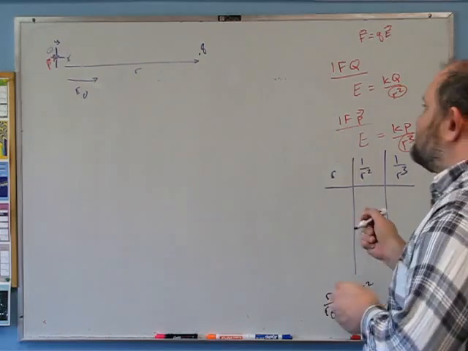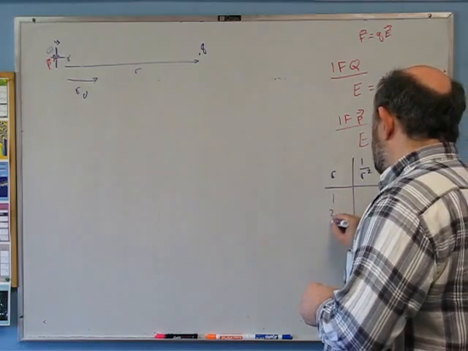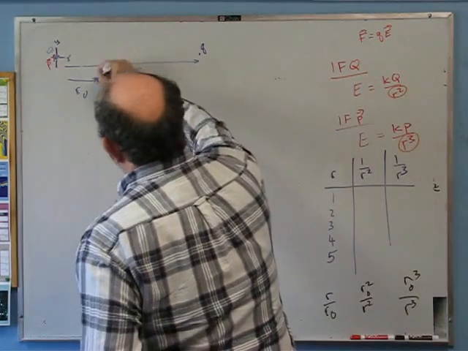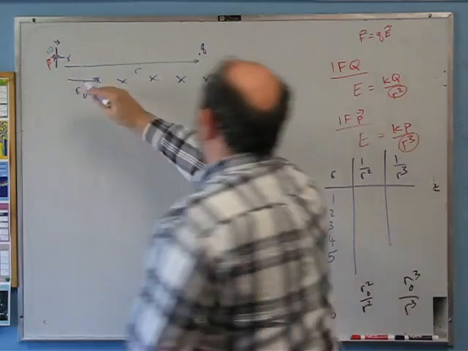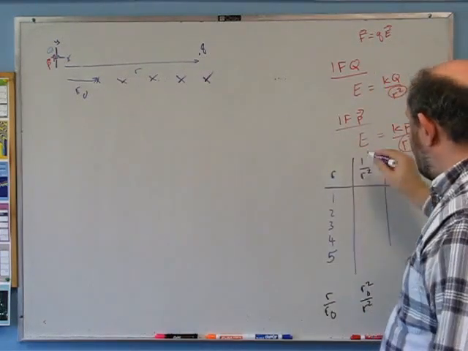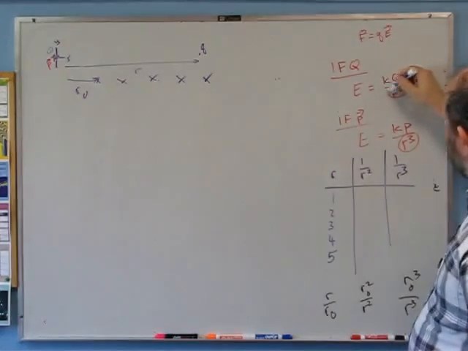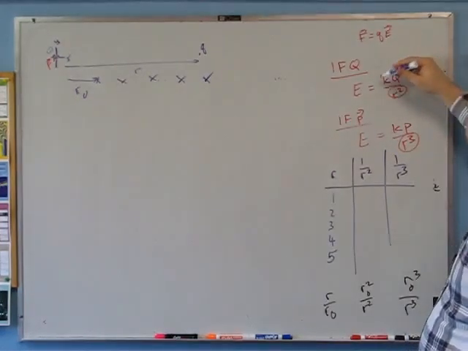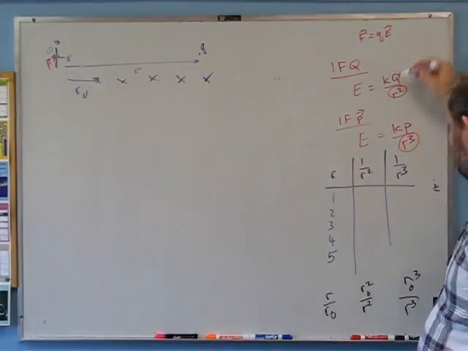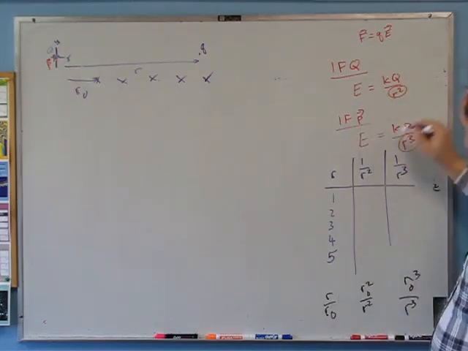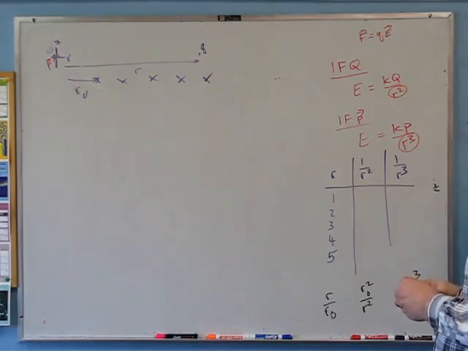And so then let's just pick a few different r's, like 1, 2, 3, 4, 5. So it's like at this point, this point, this point, this point, and this point. At those 5 points, I'm going to calculate 1 over r squared, and then I know that the electric field from the point charge will be just proportional to that, because I multiply each one of them by kQ. Same thing for the 1 over r cubed, I multiply it by kp. So let's just do these.